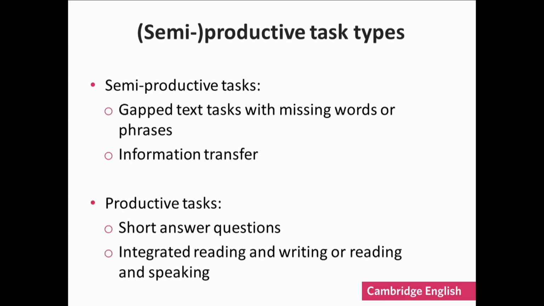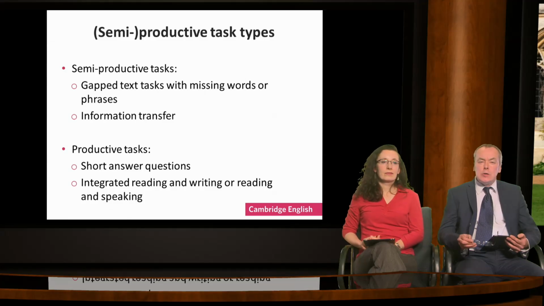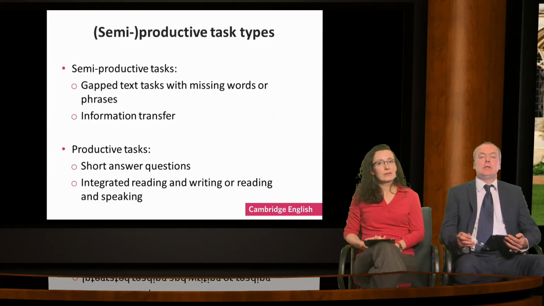And thirdly, there are also productive or integrated skills tasks, where it's necessary to read a passage and then write a short or an extended answer, such as a summary or discussion based on that passage. As you can see, there's a wide range of task types that could be used in a test of reading comprehension. This variety in a test is necessary to ensure that all candidates have an opportunity to perform at their best and show that they can use a range of reading skills.